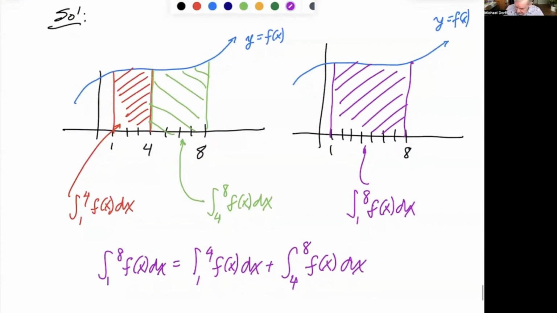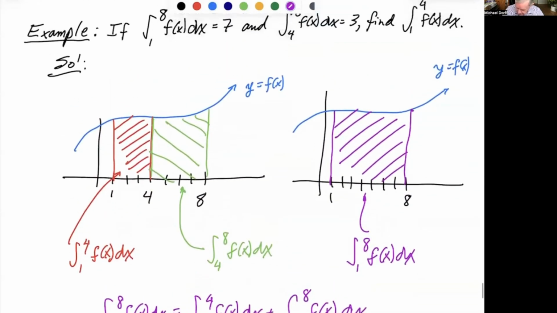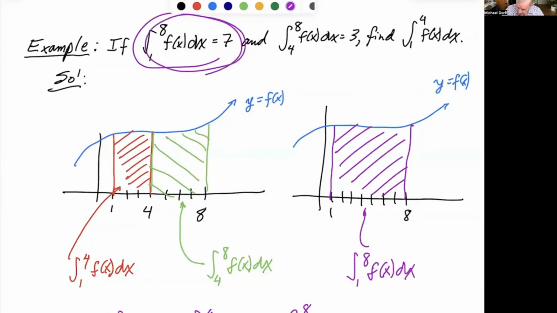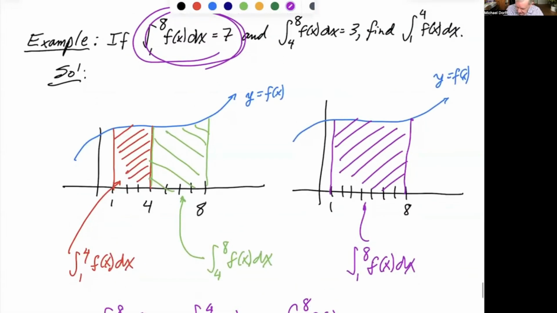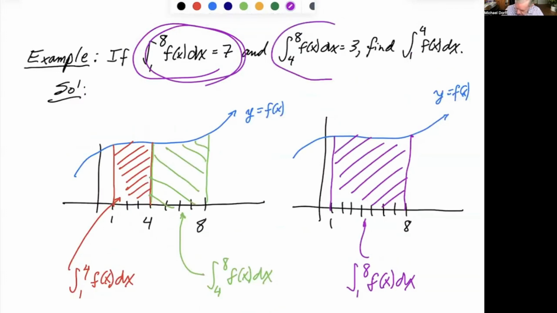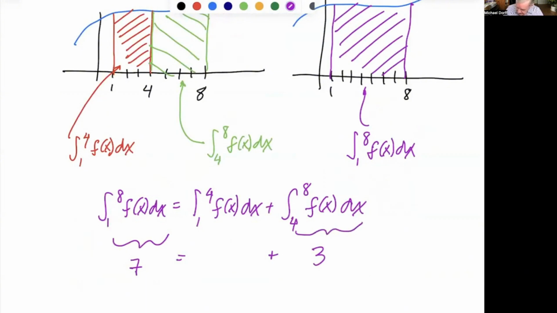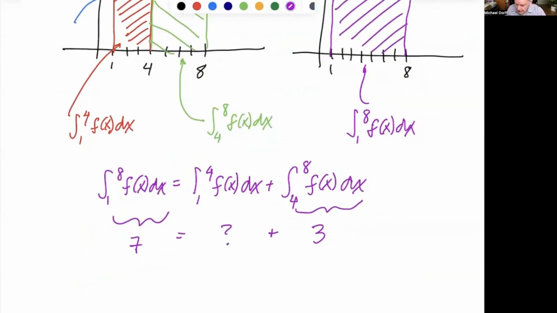All right, so let's just fill in what we have here. We were given originally up here that the integral from 1 to 8 is equal to 7. So this is 7. And we're given here the area from 4 to 8 is 3. So this one was 3. And this is what we want to find out. So this is our unknown.